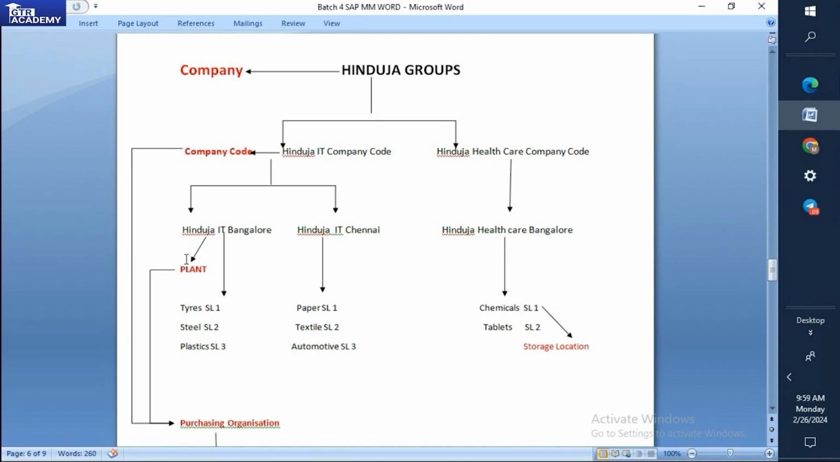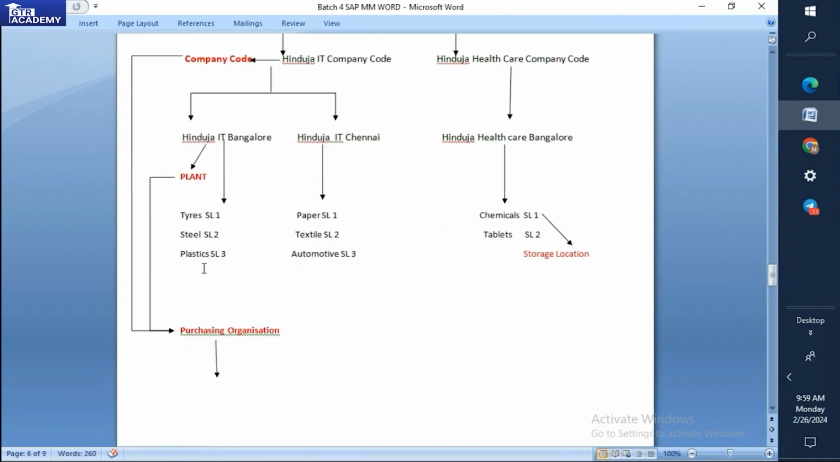There will be multiple locations. They will manufacture in Bangalore, in Chennai, in Mumbai, or in Hyderabad, wherever is convenient for the business. It's completely a plant. For example, IT Bangalore, IT Chennai, and healthcare Bangalore. And the storage locations come under the plant.